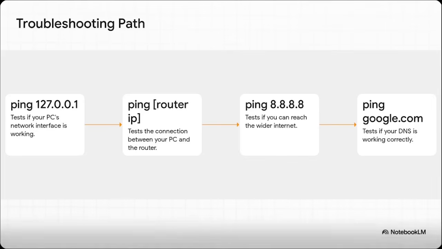127.0.0.1. That address is always your own computer. It's like talking to yourself. If you get a reply, your computer's network hardware is working. Great. Step 2, ping your router. That's usually something like 192.168.1.1. If that works, your local Wi-Fi is fine.